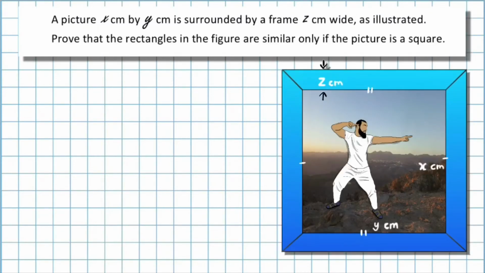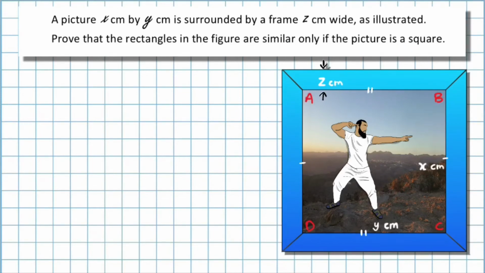Right, we're going to move on to a more tricky question. This is more of an advanced question. A picture x centimeters by y centimeters is surrounded by a frame z centimeters wide, as illustrated. So here. Prove that the rectangles in the figure are similar only if the picture is a square.